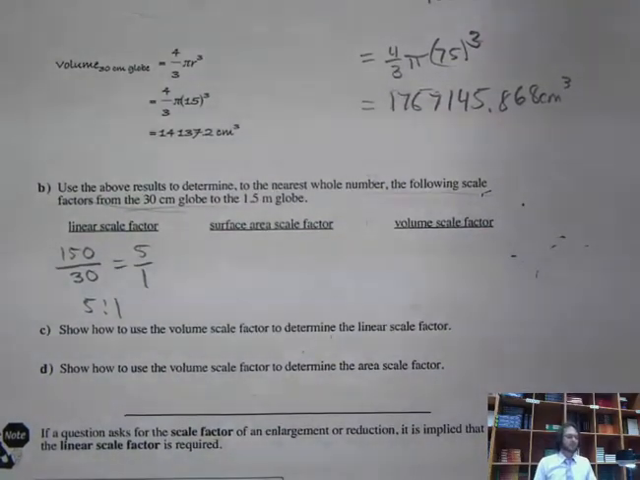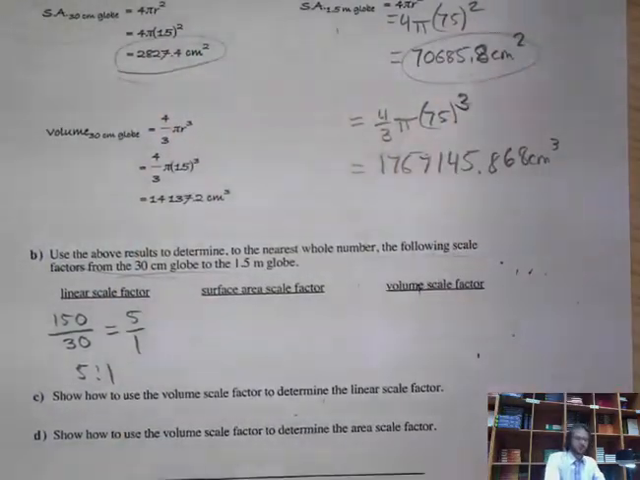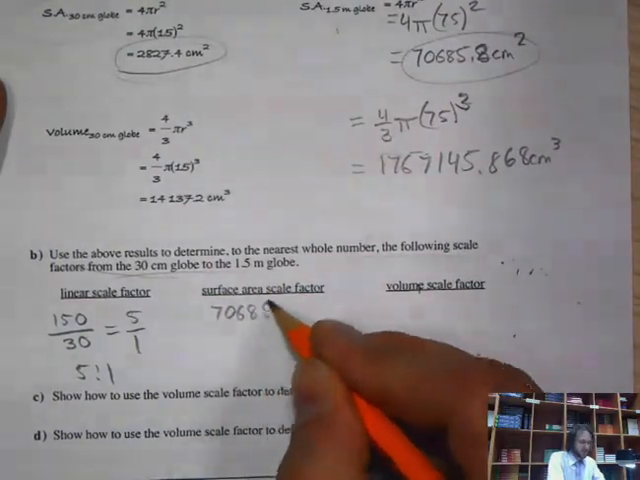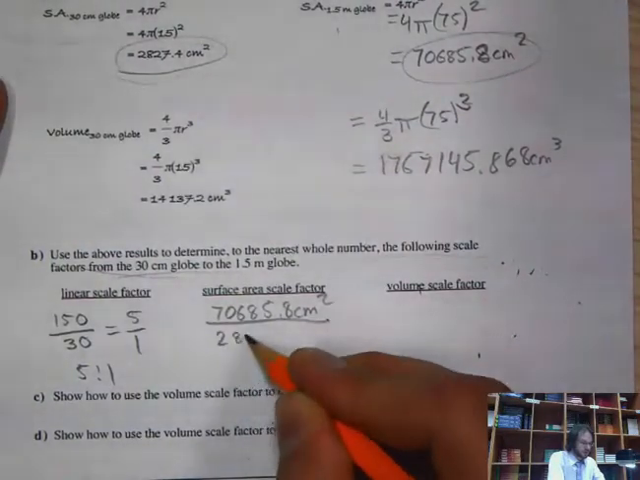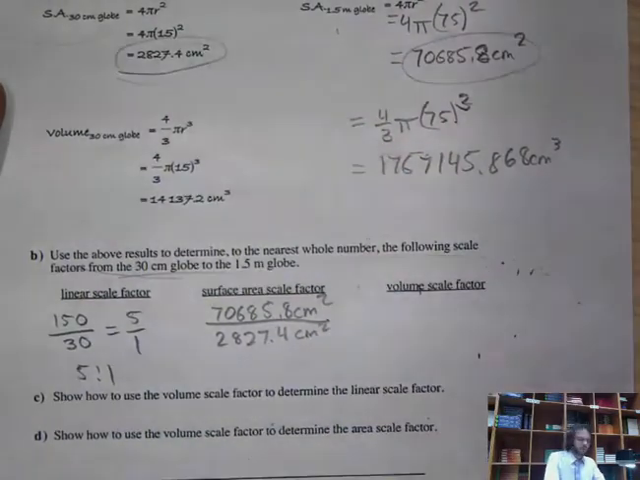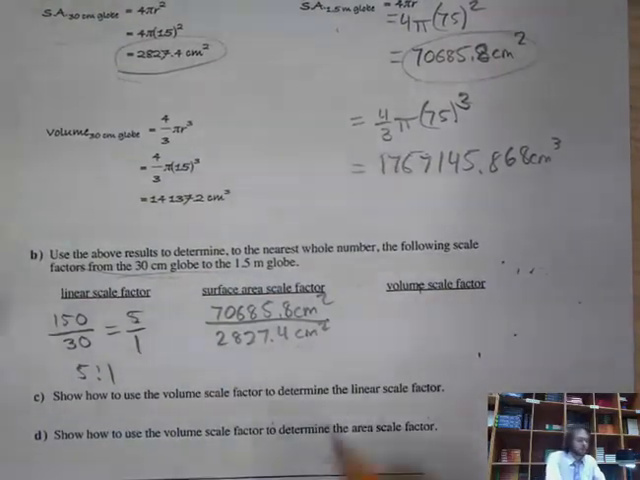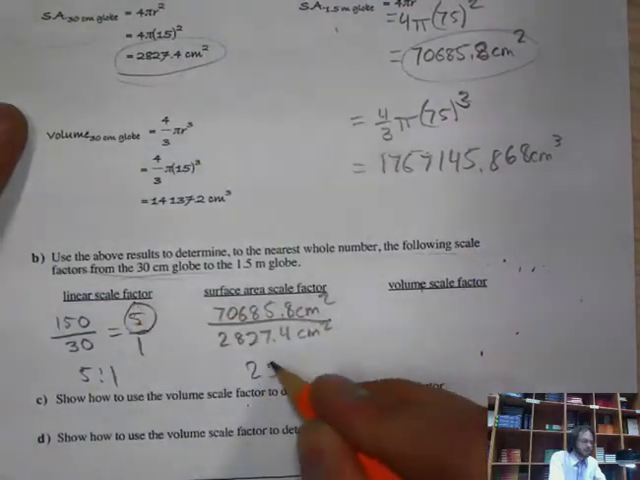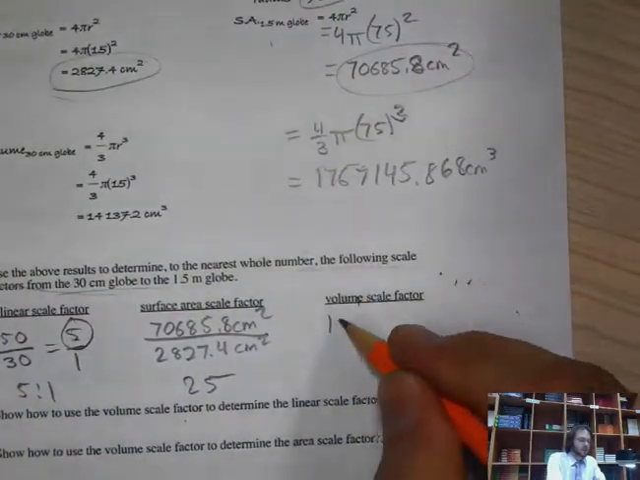The next one is surface area. Let's take a look at my surface area. Here's one surface area, here's the other surface area. So we want new divided by old. So I'm going to have 70685.8 centimeters squared all over 2827.4 centimeters squared. I'm not even going to plug that in because I know this one was 5, so this one's going to be 25, a ratio of 25 to 1.